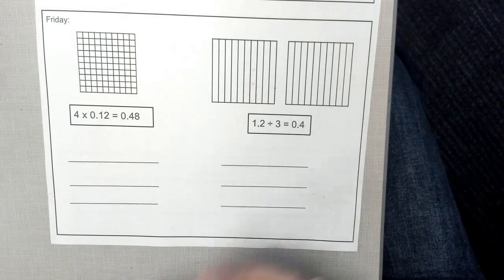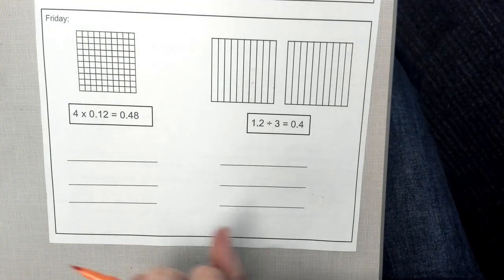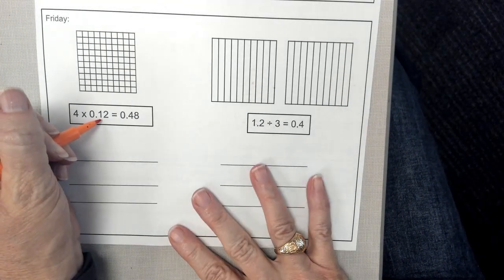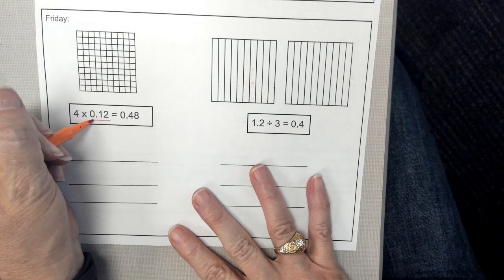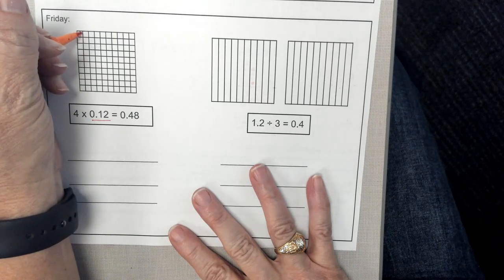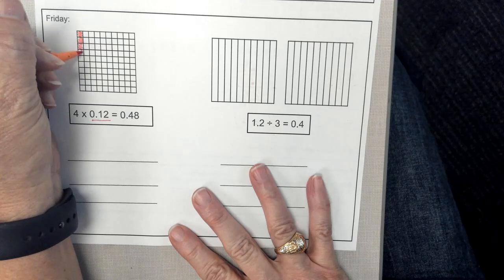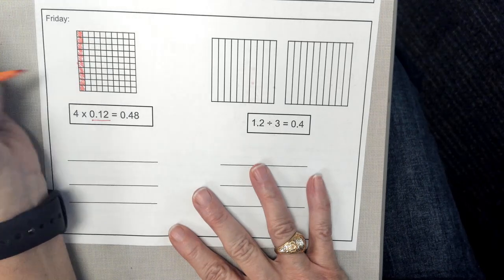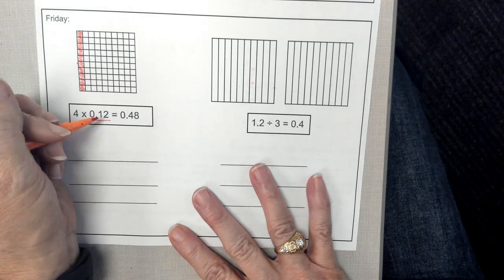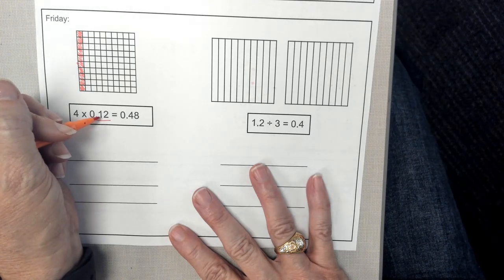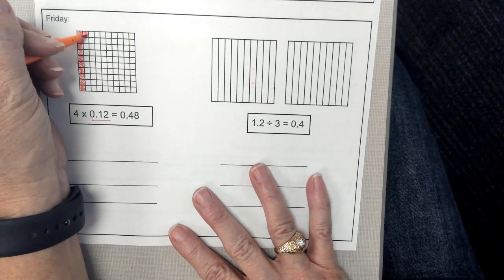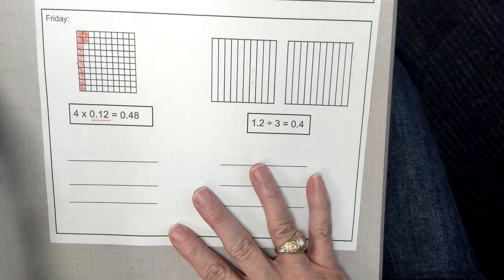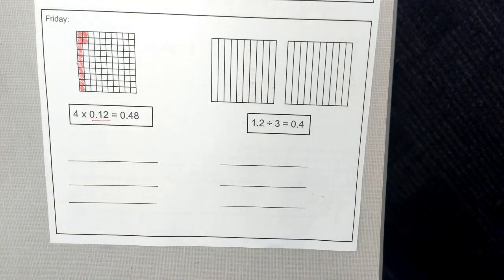So I'm going to take my pen, or my color, and I'm going to shade in 12 hundredths first. Shading in 12 hundredths is going to look like shading in a whole column, because that's going to give me 10 hundredths, and I need 12, so I'm going to need to shade in 2 more. There's my 12 hundredths.